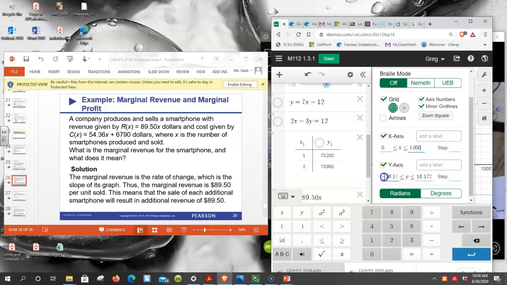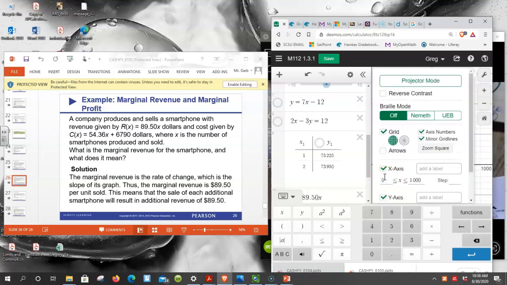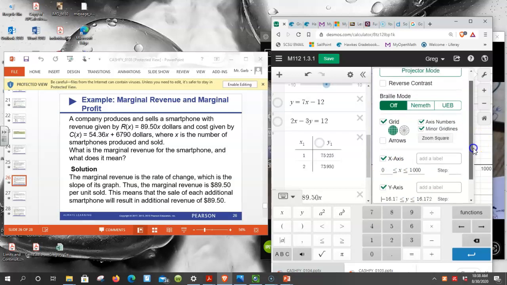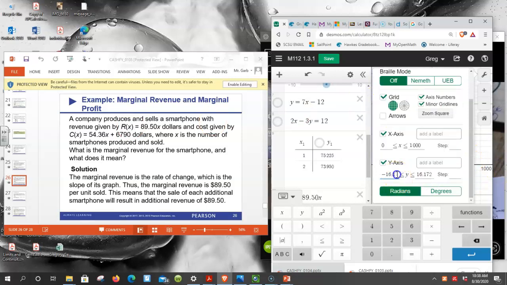Now Y, what does Y stand for? X stands for the phones sold, and Y stands for the amount of money made. So each one's about $100, so the Y's got to be bigger. That's money coming in, that's revenue, right? So that can't be negative.